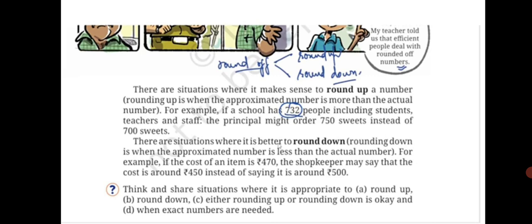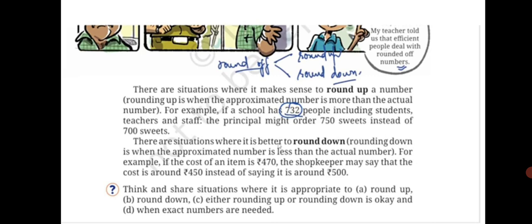For example, if a school has 732 people, including students, teachers, and staff, the principal might order 750 sweets instead of 700 sweets. So here there are 732 people. The principal will not order 700 sweets because it may not be enough for everyone, not sufficient for everyone. So it's better to order 750 sweets.